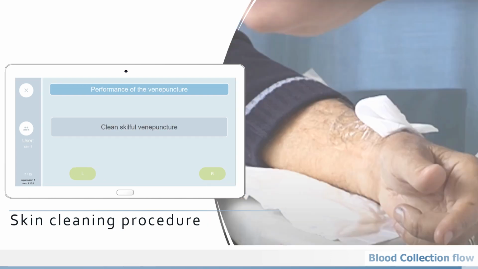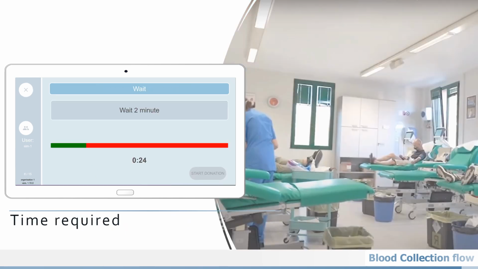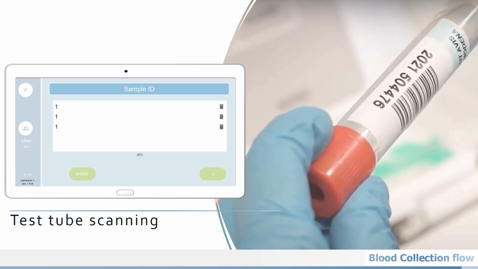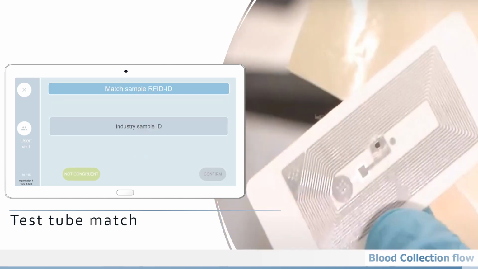The start of the skin cleaning procedure with the choice of arm for the venipuncture. The waiting time required before the venipuncture can take place. Test tube scanning. This scan can also be configured before the venipuncture. Matching the test tube for the industry to the RFID test tube code. At this stage, either high-frequency or ultra-high-frequency RFIDs can be used.